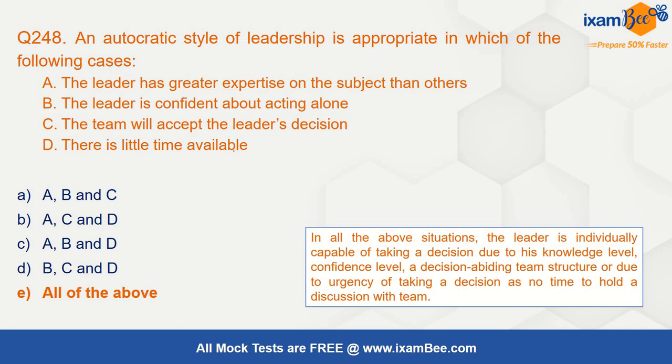In all the situations, autocratic leadership is appropriate when there is no time, when the team is going to accept the decision, when the leader is confident. In all the above situations, the leader is individually capable of taking the decision due to the knowledge level, confidence level and decision-abiding team structure, or due to the urgency of the task.